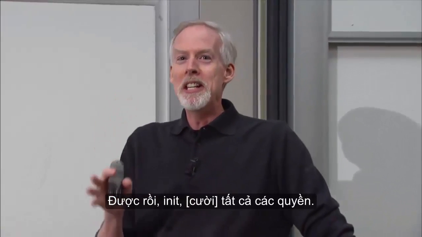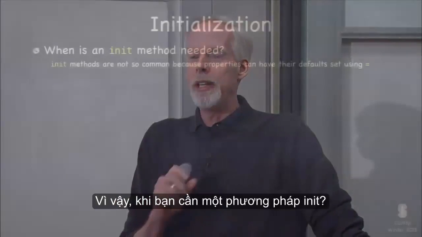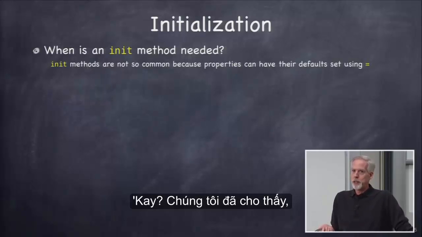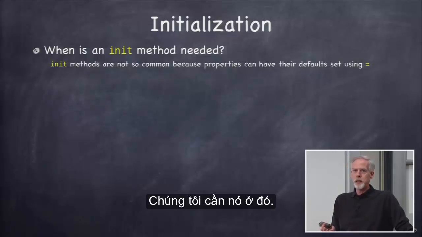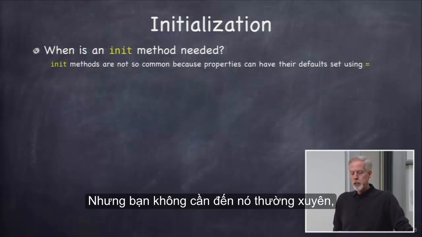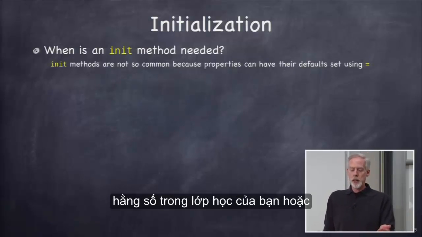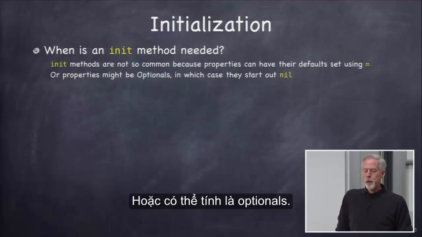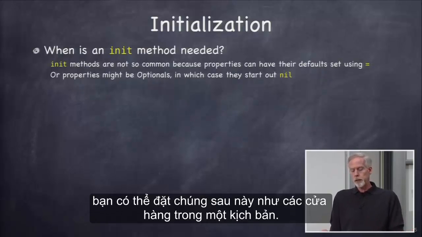Okay. Init. All right. So when do you need an init method? Well, you know what? You actually don't need an init method that often. Okay, we should have the init method in the calculator brain. Made sense there. We needed it there. But you don't need that often, because a lot of your variables and constants in your class or struct are set with equals. So you don't need them. Or maybe the properties are optionals, and so they can just start out nil, and you set them later, like the outlets in a storyboard.